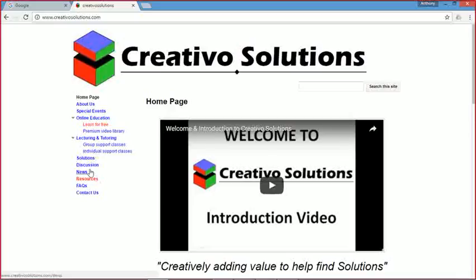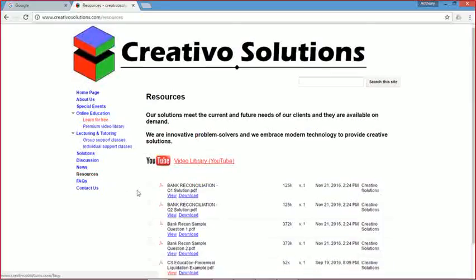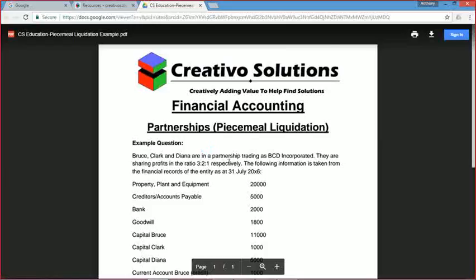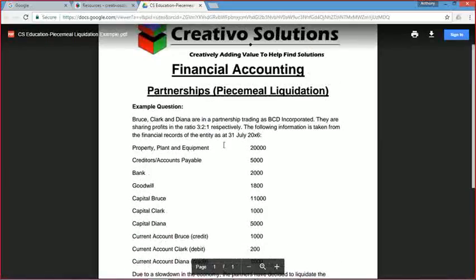www.creativosolutions.com. If you look at the resources page, you'll see I've posted an additional question here: piecemeal liquidation. Okay, this particular question. I'll just open it. I'll view it. This is my own question that I've generated that looks at a piecemeal liquidation.